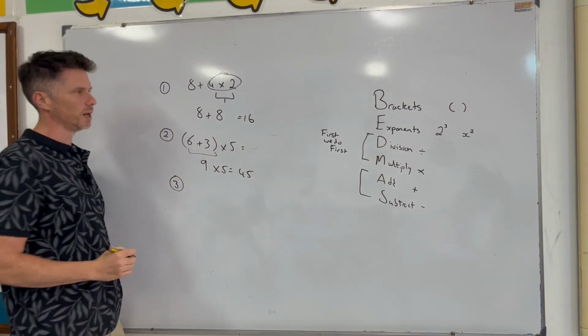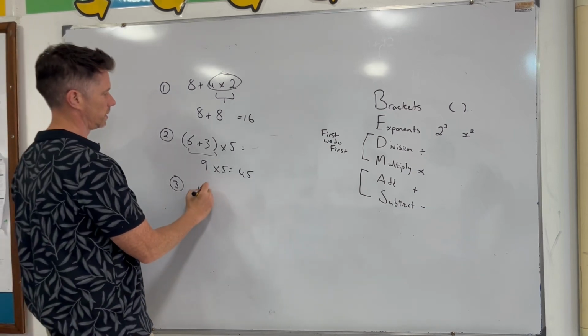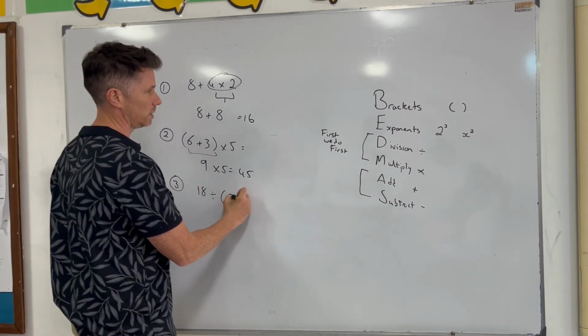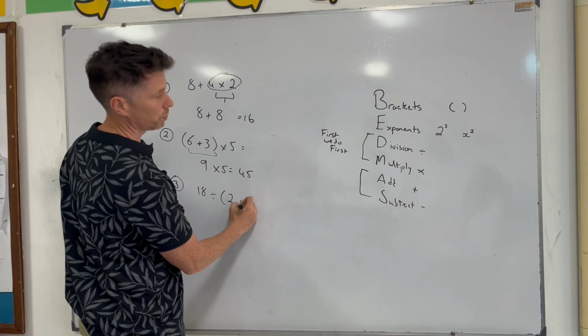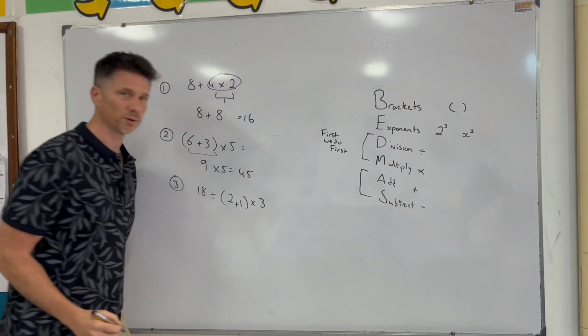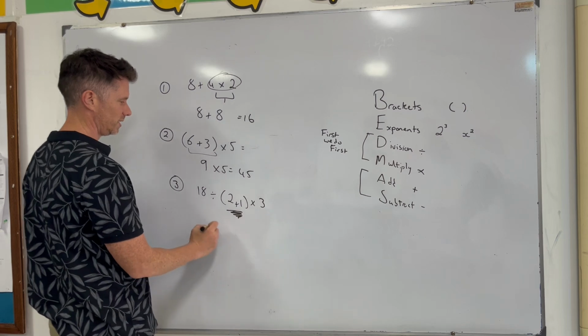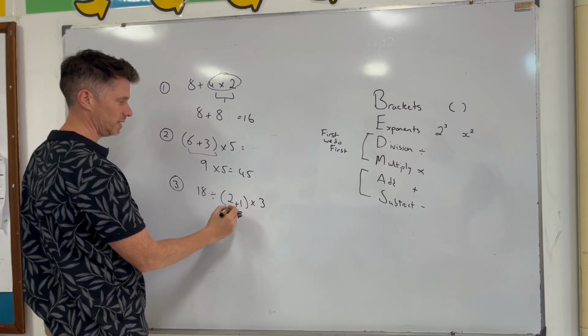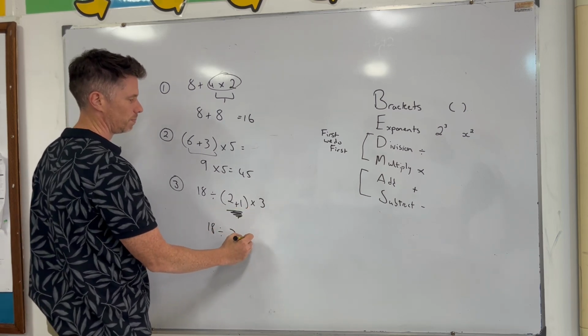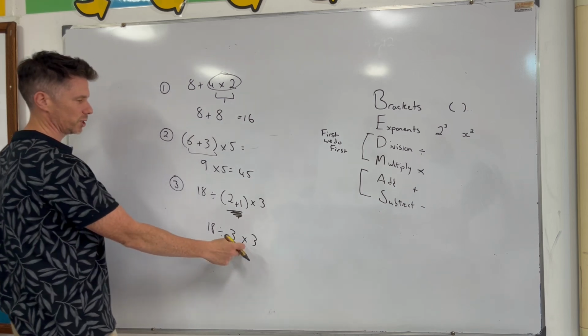Okay? The next one starts to get a little bit trickier. 18 divided by (2 plus 1) multiplied by 3. What's the first thing I do here? I must do my 2 plus 1 first. So I can rewrite this as 18 divided by 3 multiplied by 3. So which do I do first? Multiplication, yeah?